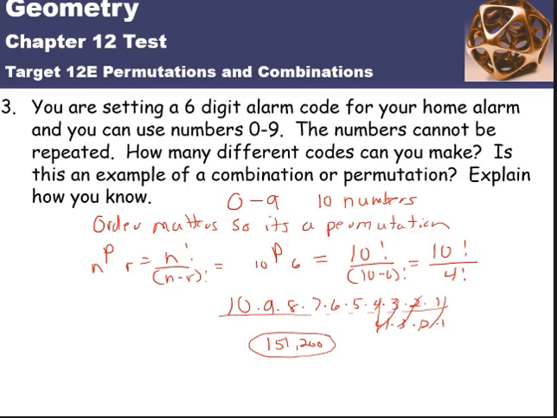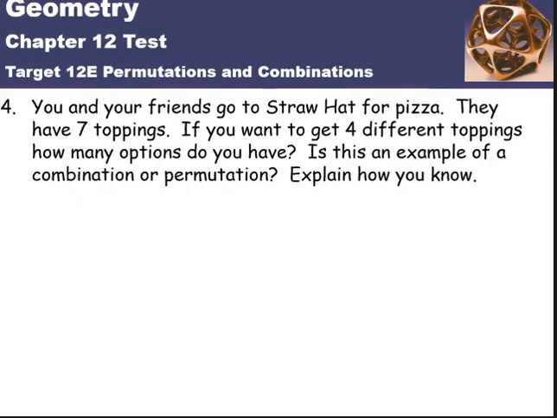Okay. Let's try number 4. Your friends go to stop for pizza. They have 7 toppings. You want 4. How many options do you have? Is this a combination or permutation? It's a combination because it doesn't matter what order the toppings are put on a pizza, right? Okay, and this would be the combination.